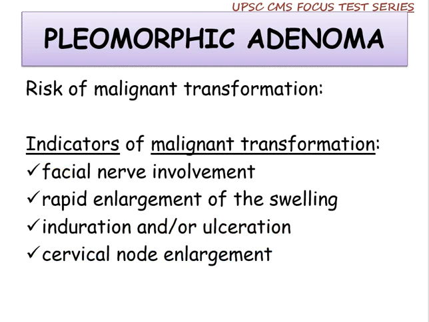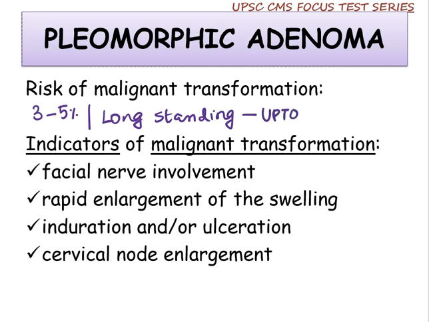The next thing is regarding pleomorphic adenomas, something related to risk of malignant transformation. Please remember, pleomorphic adenoma is a benign tumor. The risk of malignant transformation is usually considered to be somewhere around 3 to 5%. However, in case of long-standing pleomorphic adenoma, for example, untreated for many years, you can have malignant transformation of up to 10%. So always remember, if you are not doing a correction of pleomorphic adenoma, you have to follow up the patient, because some of them may develop malignant transformation.